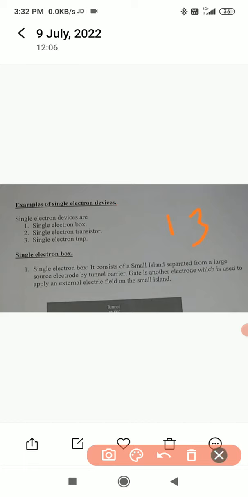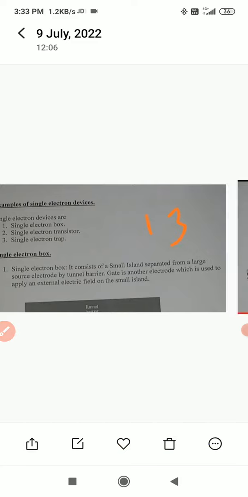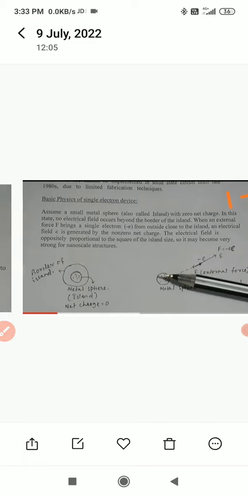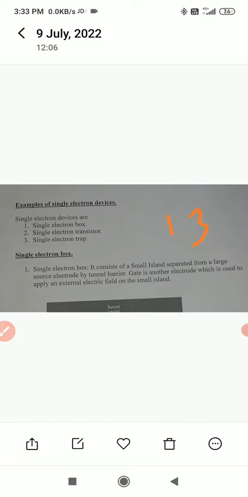So like this, single electron devices are constructed using the basic physics of single electron devices. So what is the basic principle? The electric field increases as the size of the island, that is the metal sphere, decreases towards nano size, so it will hold more electric field. This is the basic principle. Examples of single electron devices are single electron box, single electron transistor, single electron trap.